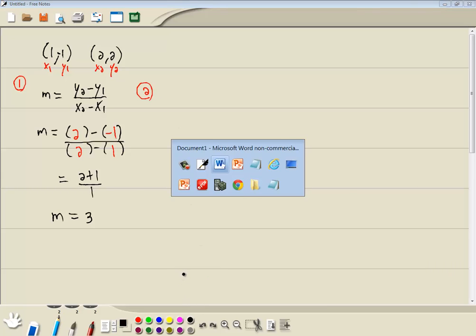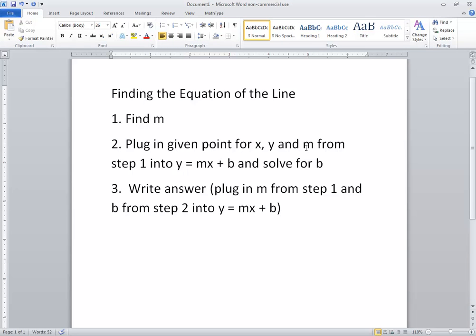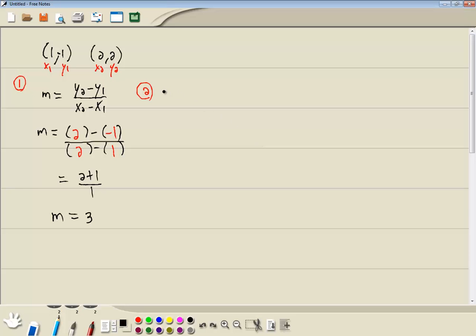Step 2. Plug in the given point for x and y and m from step 1 into y equals mx plus b and solve for b. Okay, so we're starting with y is equal to mx plus b. And it says plug in the given point. Well, we're given 2 points. You plug in whichever one looks easier to you. I'm going to plug in the second one. It doesn't have any negatives. So I'll put this in for x and I'll put this in for y. So I got 2 equals, and then put 2 in for the x, plus b.